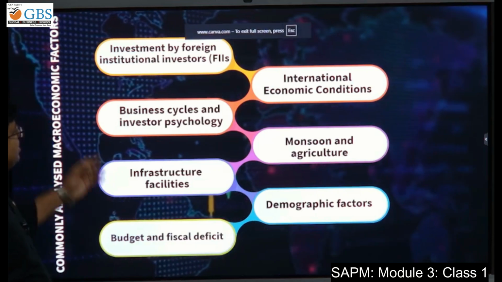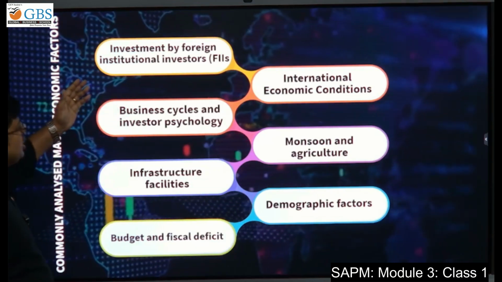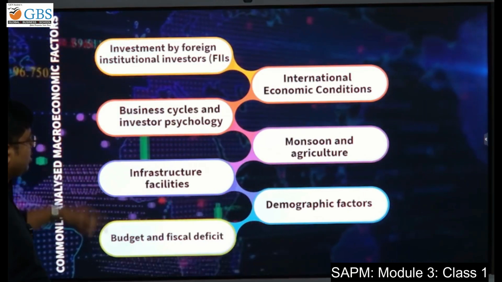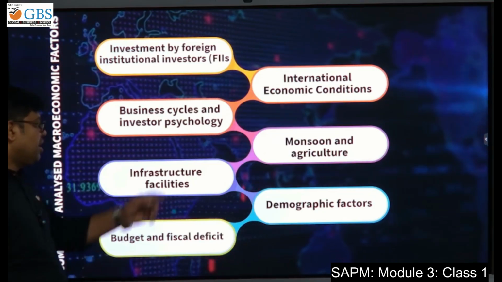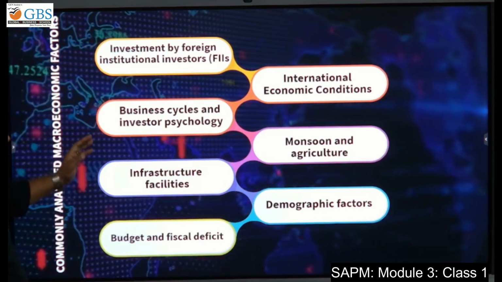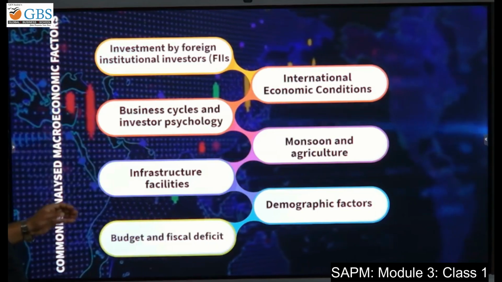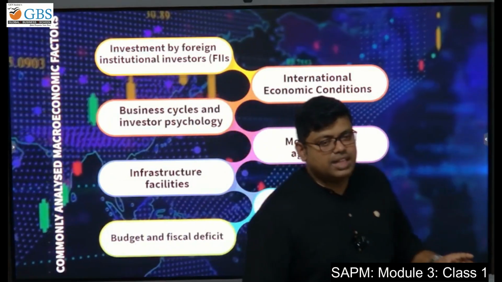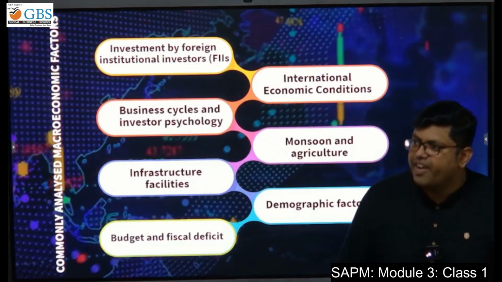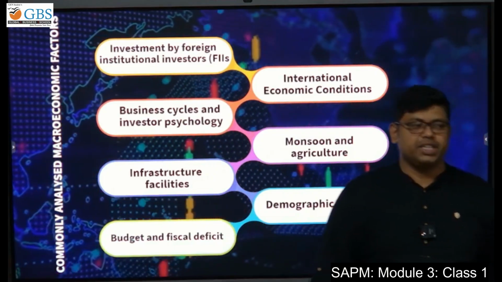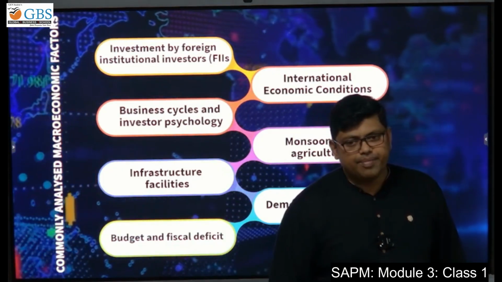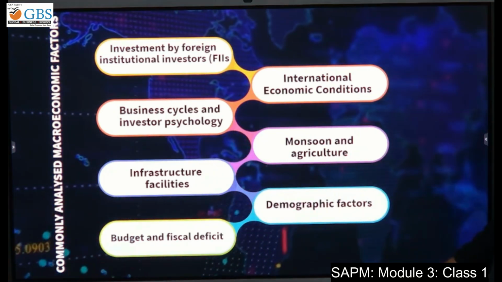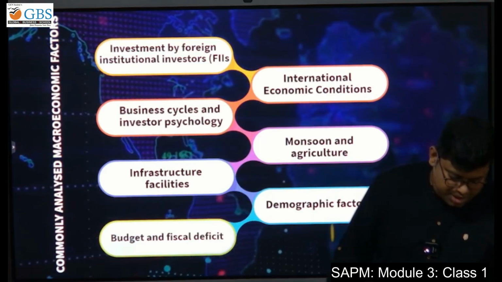And continuing, investment by foreign institutional investors, international economic conditions, business cycle and investor psychology, monsoon and agriculture, infrastructure facility, demographic factors, budget and fiscal deficit. All these factors we need to analyze when we study economic factors. Okay, these are the factors. There are about 14 factors. Remember them, okay, for exam questions.